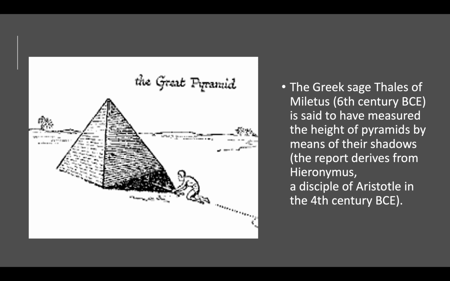The Greek era. Thales of Miletus, 6th century BCE, is said to have measured the height of pyramids by means of their shadows. The report derives from Hieronymus, a disciple of Aristotle in the 4th century BCE. On the left hand side is a picture attached of Greeks measuring the heights of pyramids by shadows.